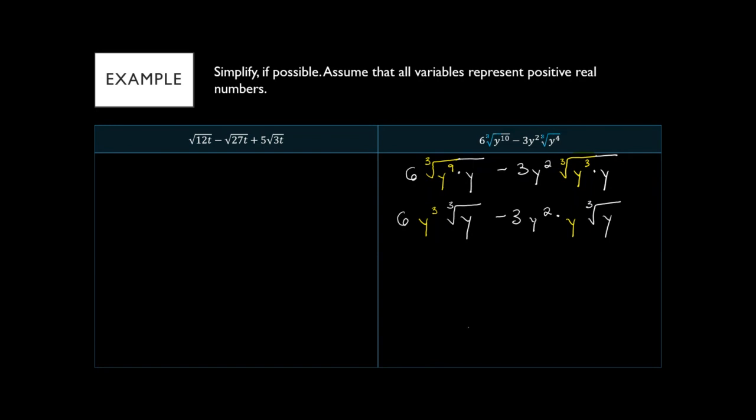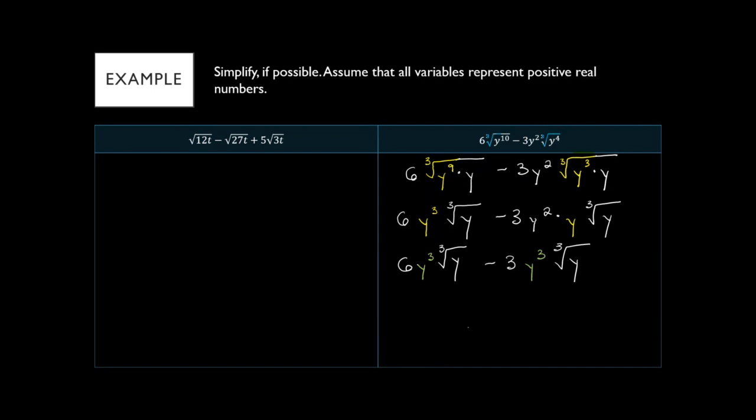So 6y cubed times the cubed root of y, there's nothing I can really do there other than make sure that when I write it, I don't get my exponent in the cubed part all confused. Then I have minus 3y squared times y, which becomes a y cubed when you multiply those together. And then times the cubed root of y. And now we have like terms because they both have a y cubed in front.